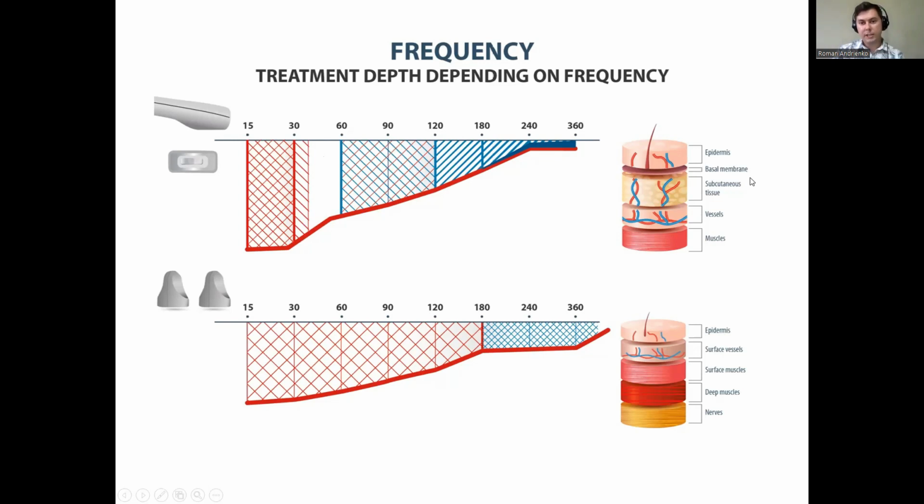And if we are dealing with cosmetology issues, and we know that we only need to deal with, say, epidermis, and we don't want to penetrate the basal membrane, we'll be setting the high frequency. And if we know that we're dealing with deep muscles, with nerves, we're doing deep myostimulation after workload or training, we'll be using conductive gloves or PONS, and we'll be setting the low frequency values like 15 or 30.